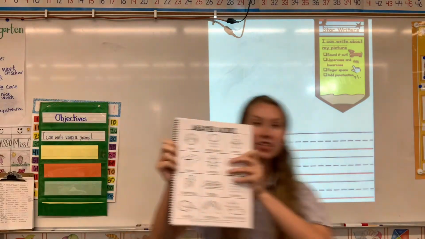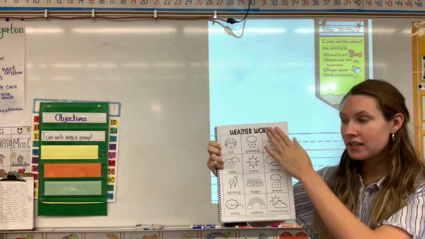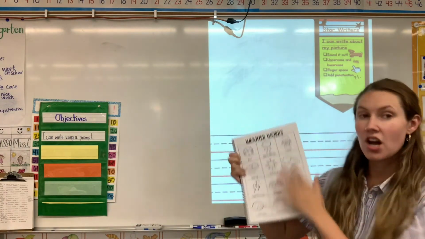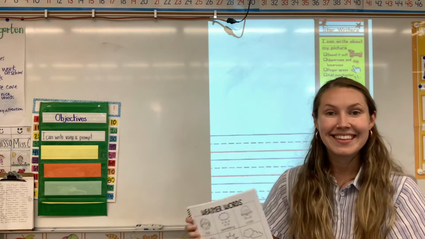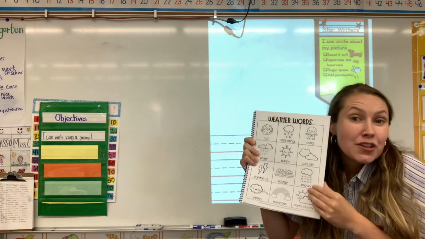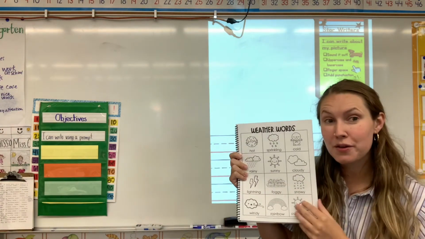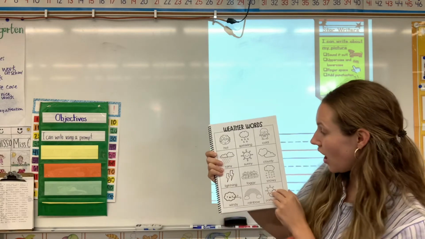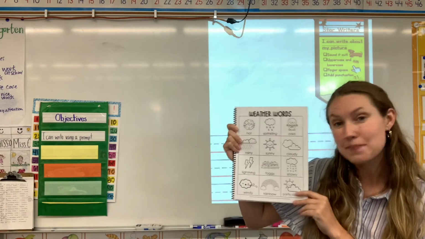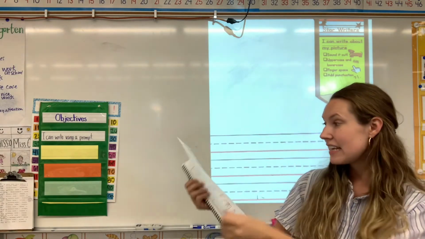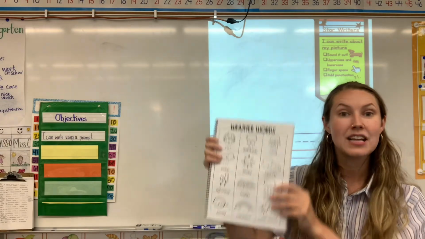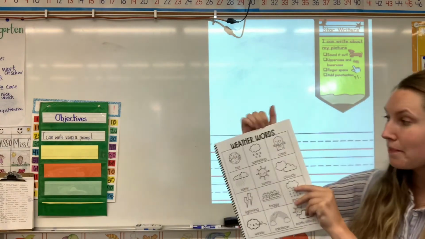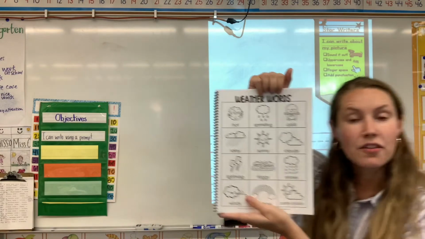Now, these pages that have different types of words, like this one's all about the weather, are called word banks. It's almost like a little personal dictionary, somewhere where you can find what words are, somewhere where you can find how to spell different types of words, and each page has a different topic or thing that it's about. And we're going to be using the first one today.